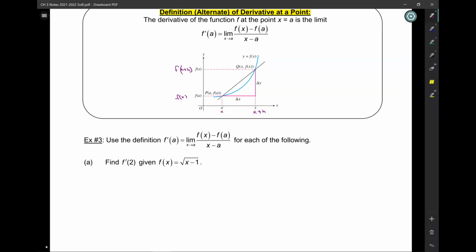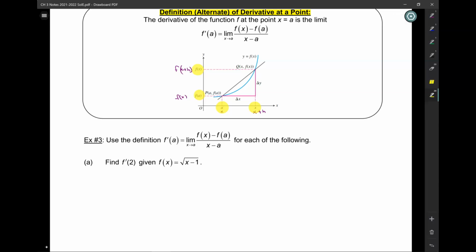We don't have to call this x. We don't have to call that x plus h. I can call this banana and happy face, right? And this will be f of banana and f of happy face. Like, what difference does it make? Similarly, I can call the first point a and the second point x. And so now this becomes f of a and f of x.